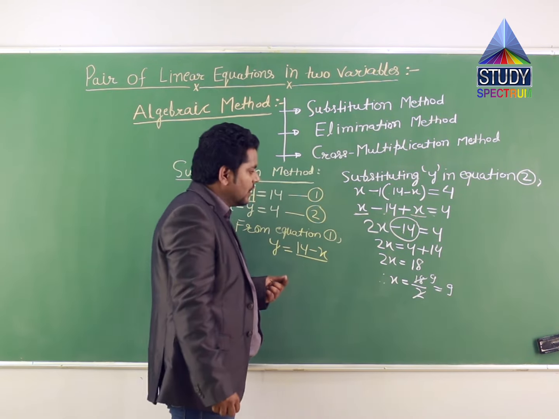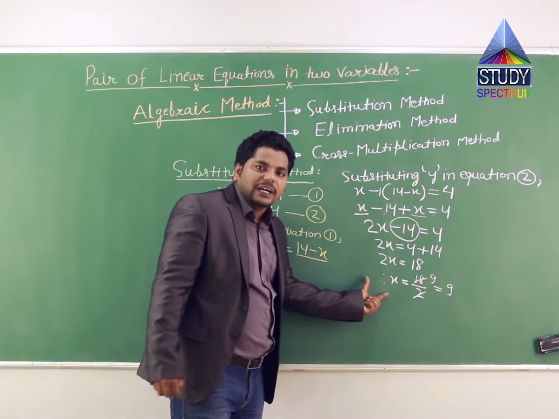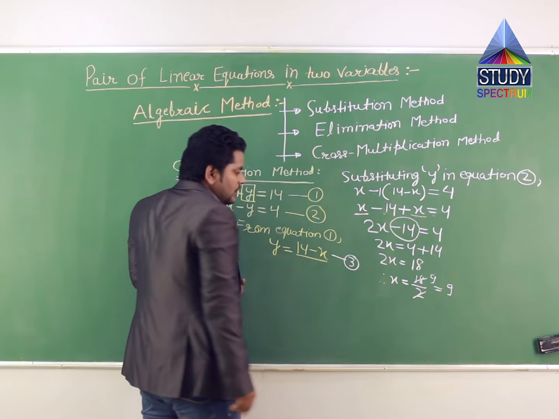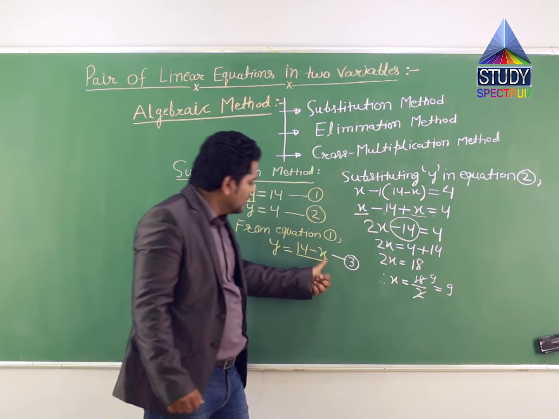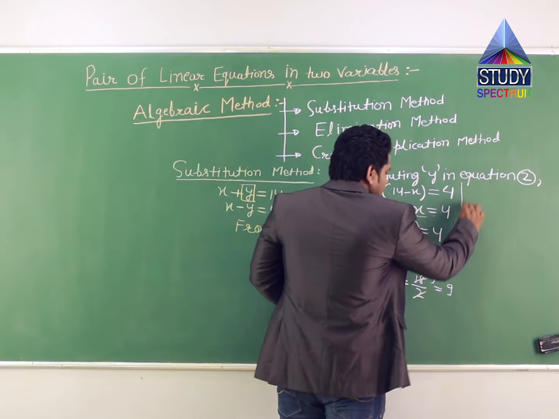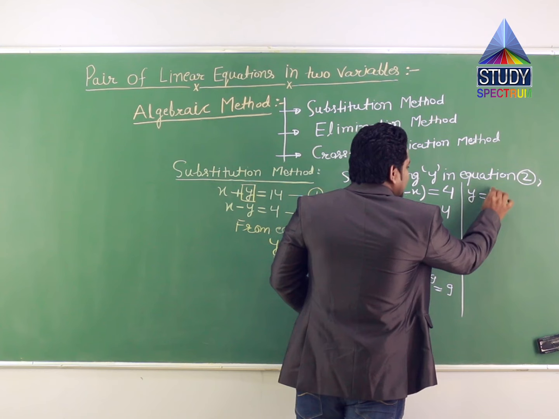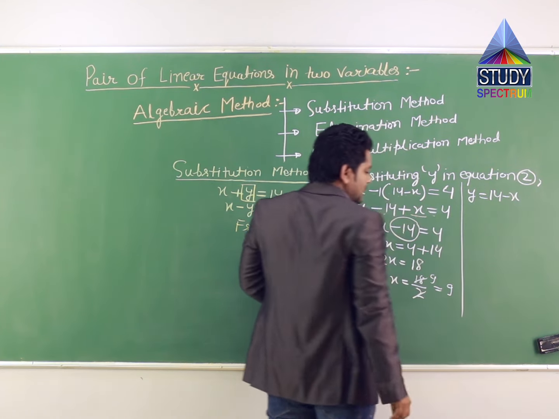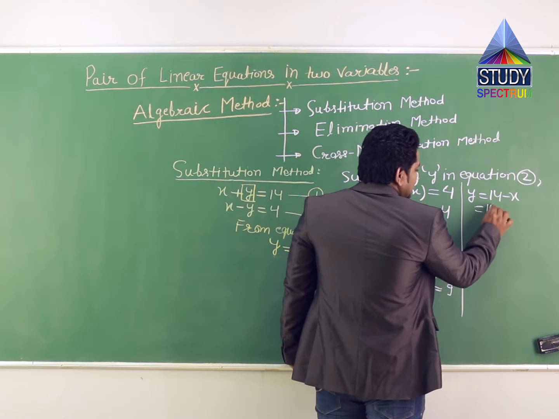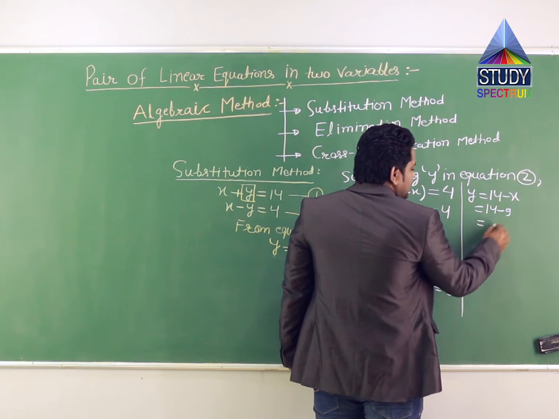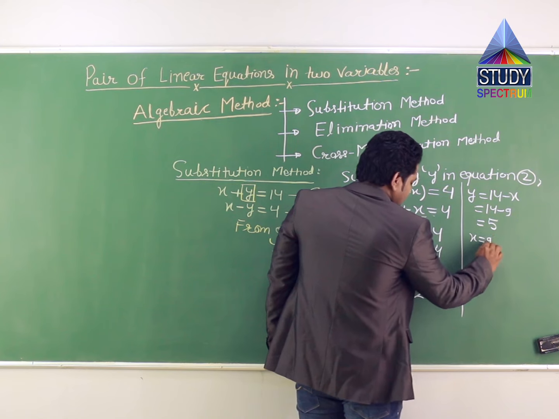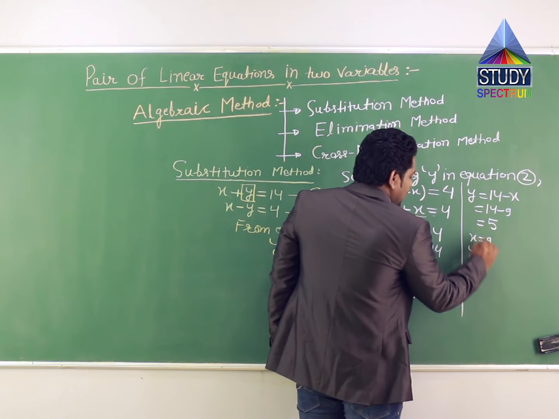Now we have to find the value of y also. Suppose this is equation 3. We will put the value of x here, then we will get the value of y. So y is what? 14 minus x. The value of x we have just got is 9. So 14 minus 9 is 5. So we got the solution x equal to 9 and y equal to 5.